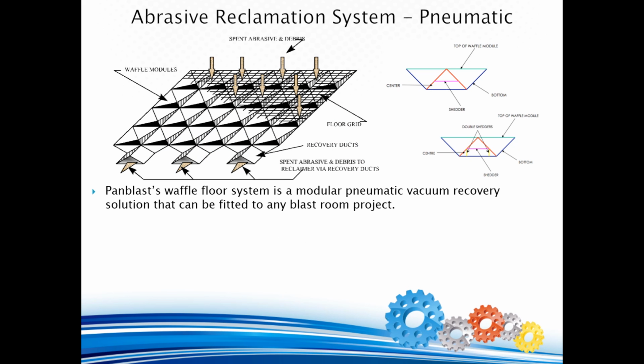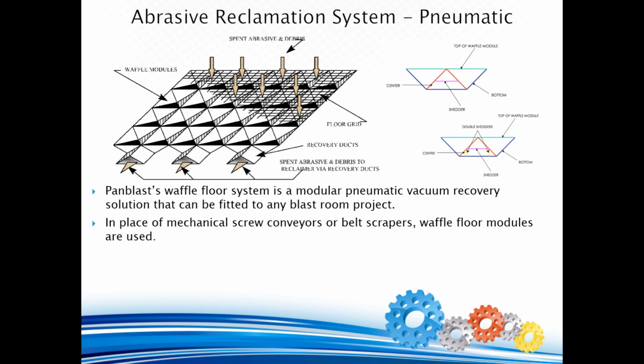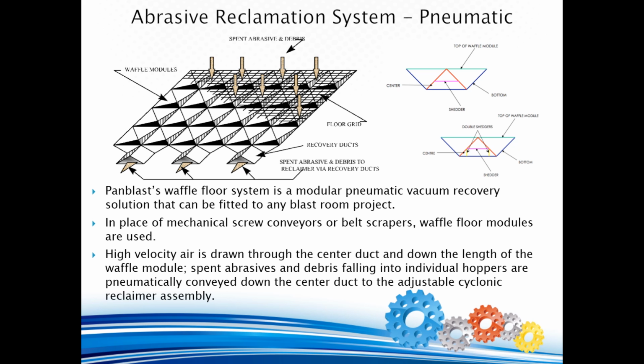PanBlast's Waffle floor system is a modular pneumatic vacuum recovery solution that can be fitted to any blast room project. In place of mechanical screw conveyors or belt scrapers, Waffle floor modules are used. Each module is fabricated from mild steel plate and consists of a folded tray which forms the bottom of the waffle as well as the sides, with a folded inverted V section which forms the center recovery duct. High-velocity air is drawn through the center duct and down the length of the waffle module.